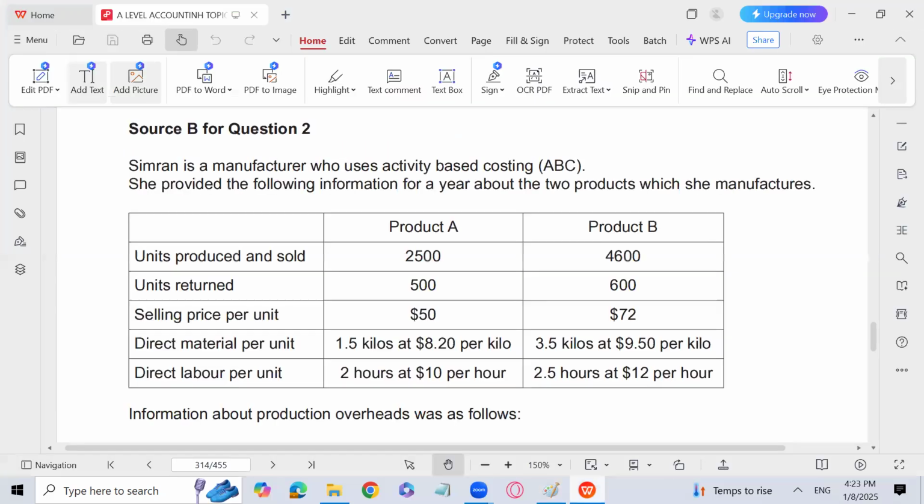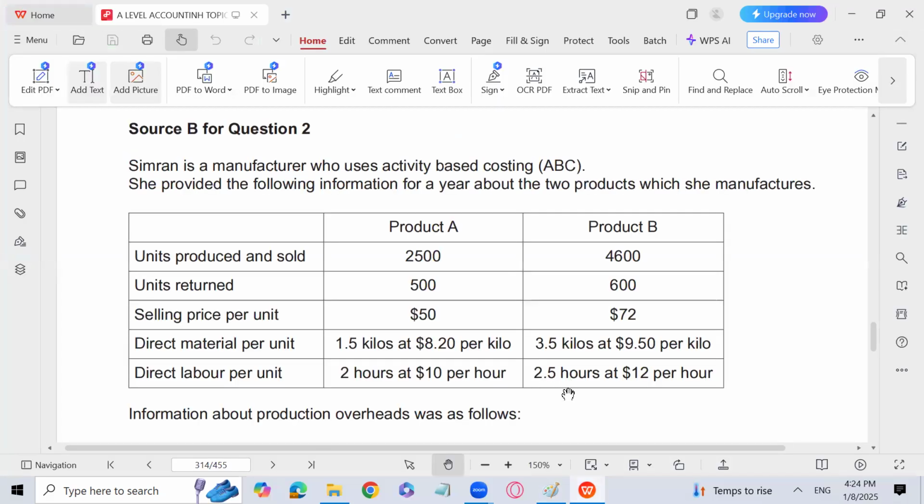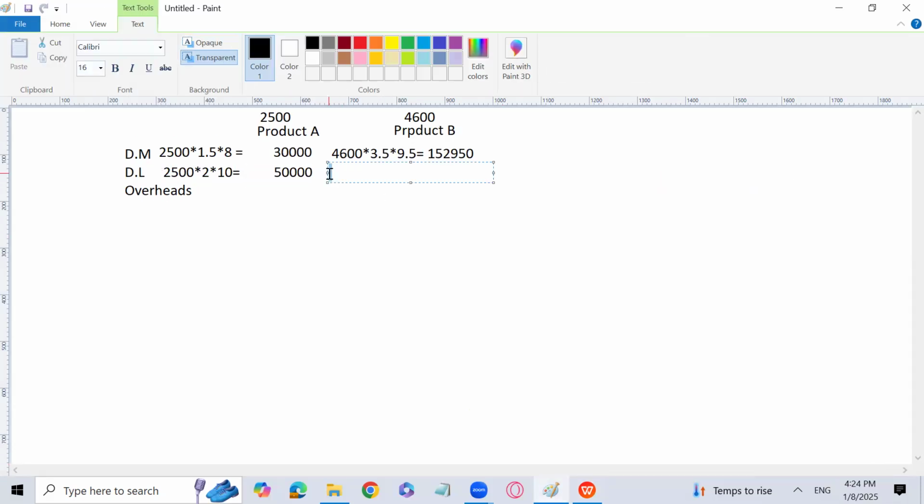Now we are going to calculate the direct labor. Direct labor: 2,500 into 2 hours on each unit at the rate of 10 per hour. It's easy. 2,500 multiplied by 2 multiplied by 10. How much? 50,000. Then for 4,600 units of product B, we have labor hours of 2.5 hours per unit at the rate of 12 per hour. So 4,600 multiplied by 2.5 multiplied by 12. 138,000 is the answer.